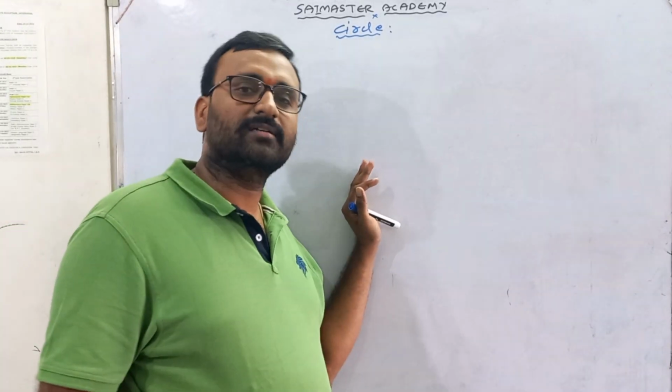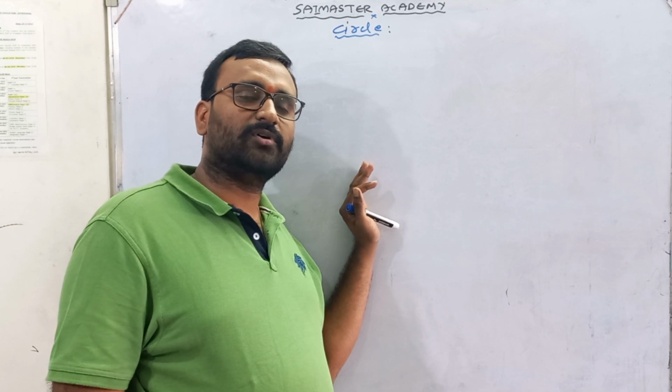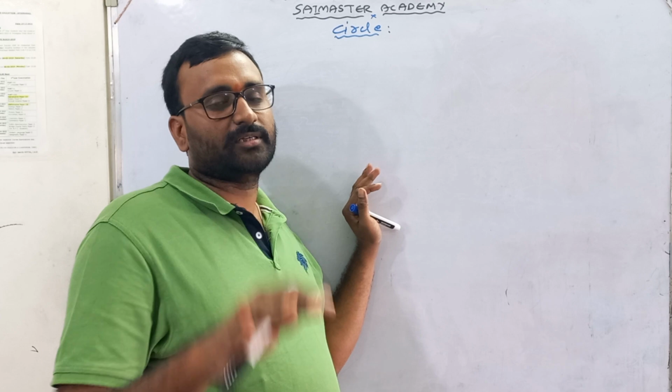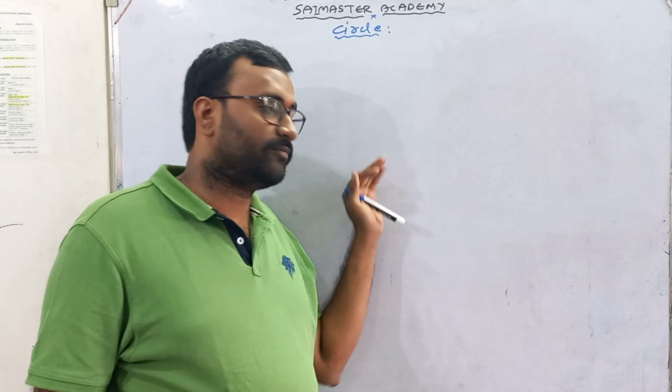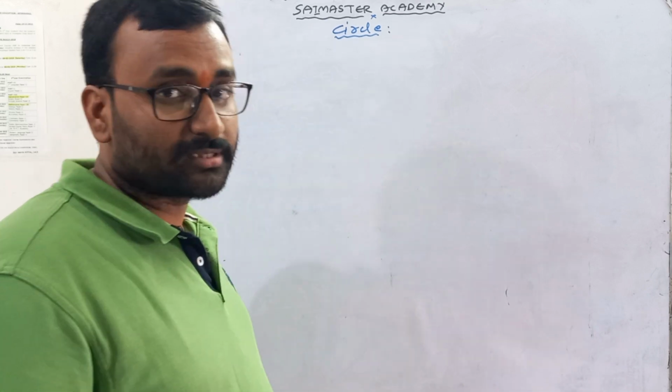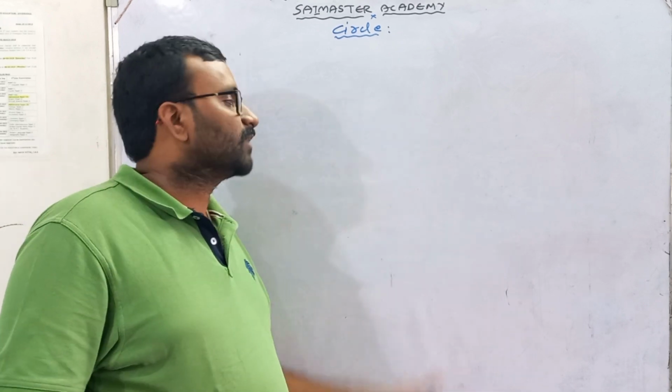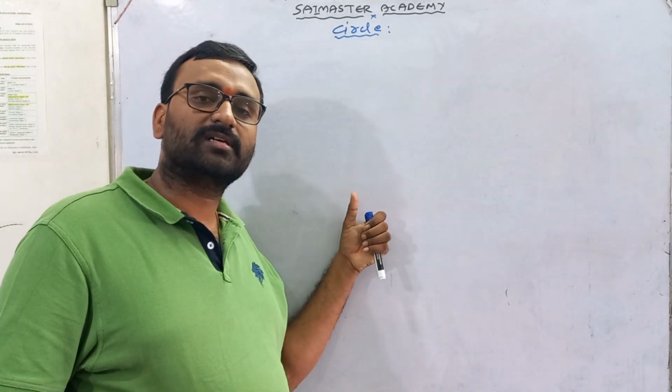Continuation for part 1 of the circles. Introduction I gave you already, and types of circles. First, the standard form I gave you, unit circle I gave you, point circle I gave you with the diagram. Now we are going to discuss the general equation of the circle. The previous one was the standard form of the circle, and the second one is the general equation of the circle.